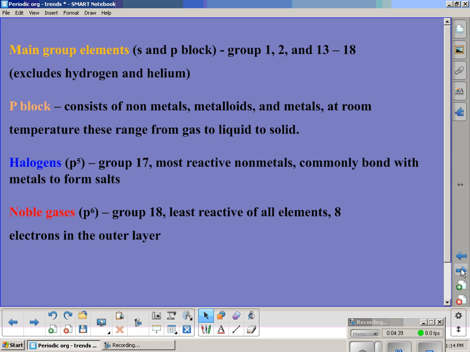Okay, our last one on here, noble gases. These are all the elements that are in group 18. They're all gases. They are the least reactive of all elements because the vast majority of them have 8 electrons in their outer layer, helium being the exception, only 2. But regardless of which one it is, all of them have their outer layer of electrons, their valence layer, full. So they generally don't want to react with other elements.